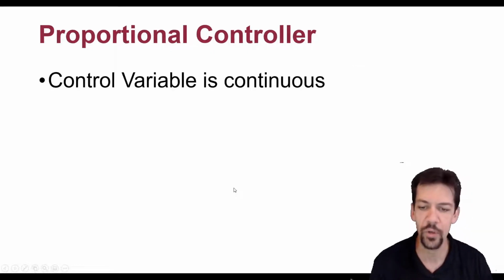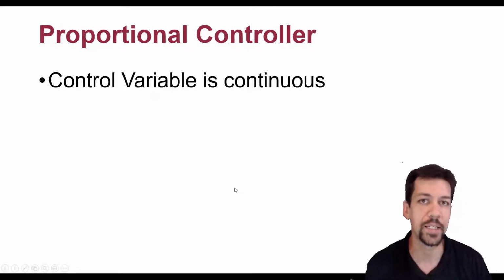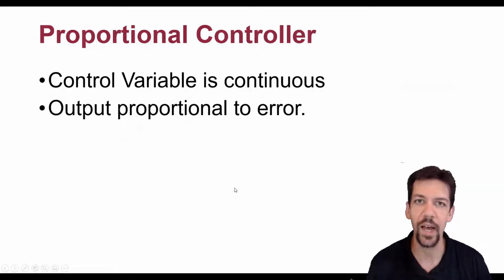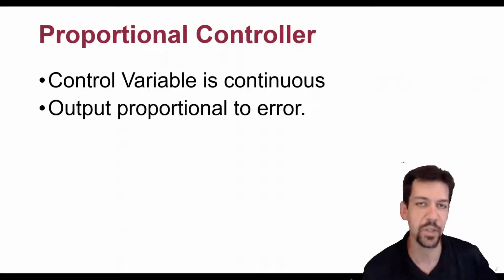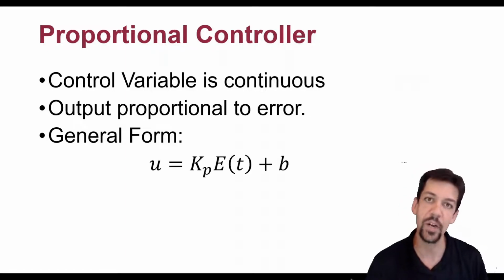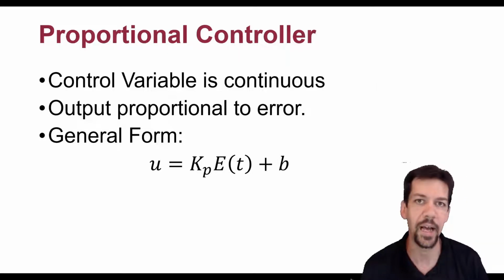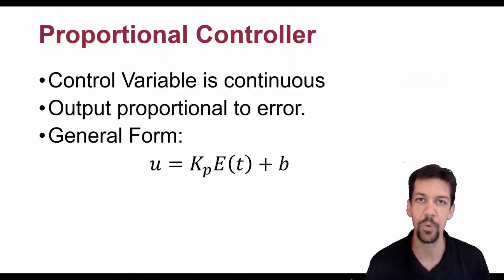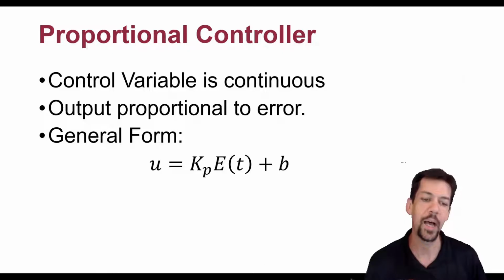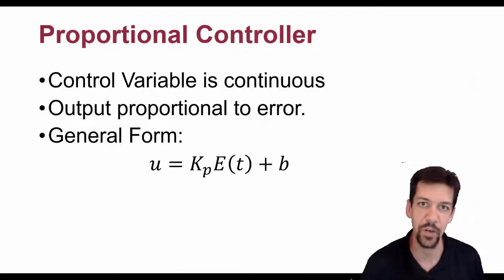For the proportional controller, the control variable is continuous, and the output is proportional to the error. That's the whole idea behind a proportional controller. It's very straightforward in that case. The general form is that our control variable is equal to the proportional constant times the error at the current time, plus some base sometimes. We don't usually have to worry about that, but we'll talk about that in a minute.